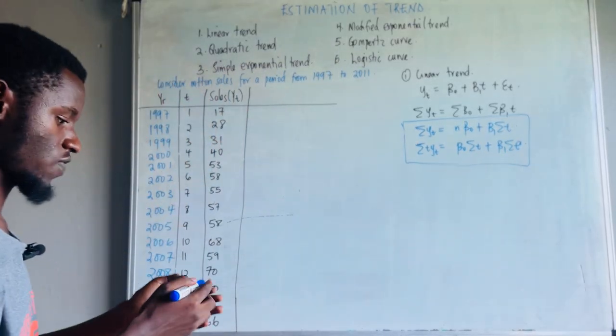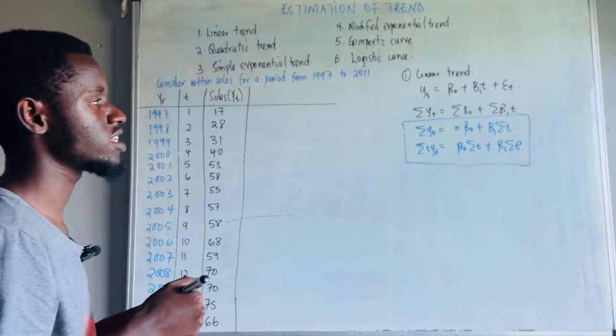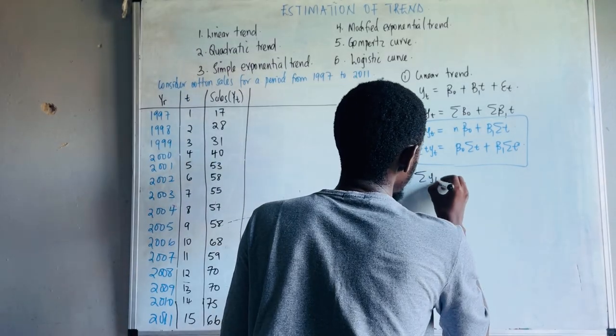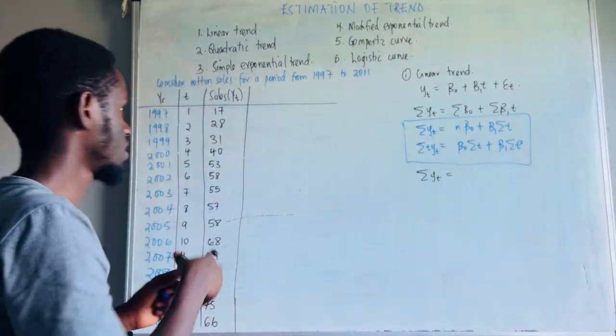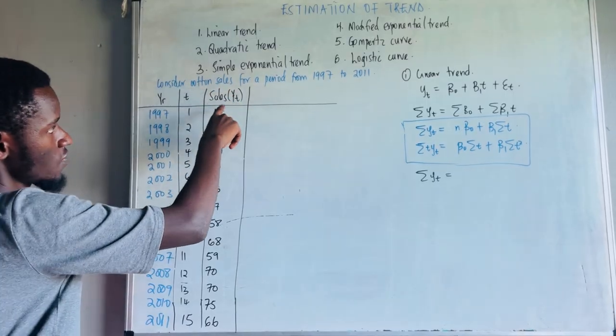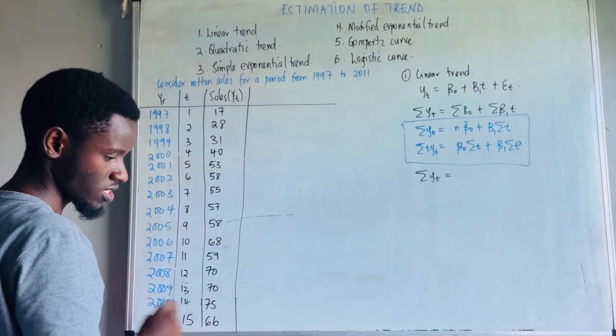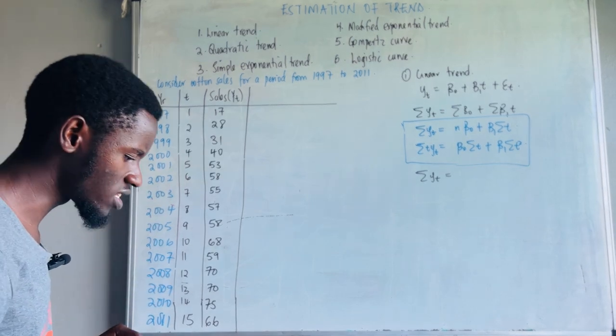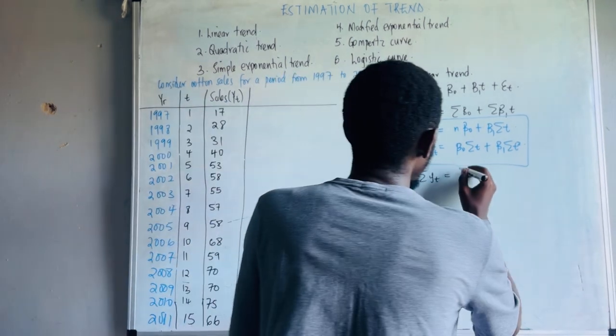Now, members, with ease, let us first find these things. So what is summation of Y_t? I just add everything here: 17 plus 28 plus up to when I have 66. Then if you add using the calculator, you have a solution of summation of Y_t equals 805.